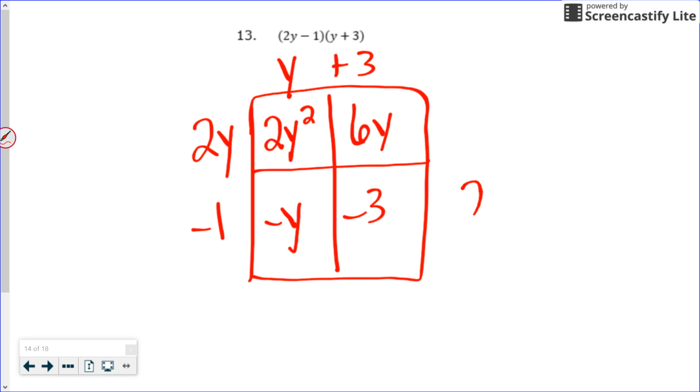Combining our like terms, I've got 2y squared. 6y minus y would be 5y. And then minus 3.